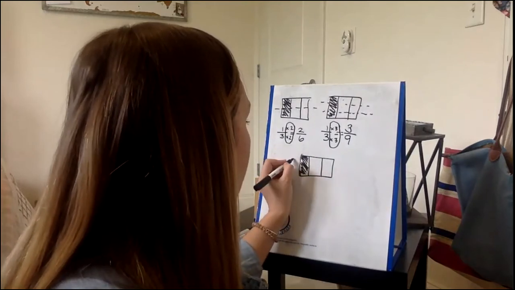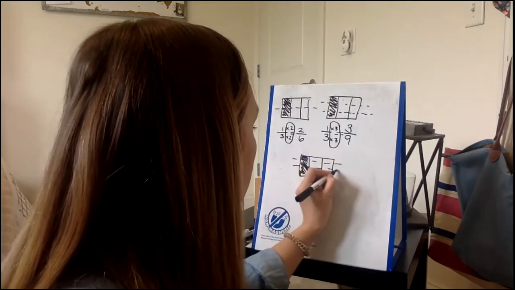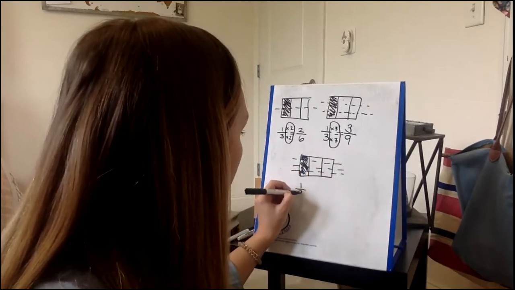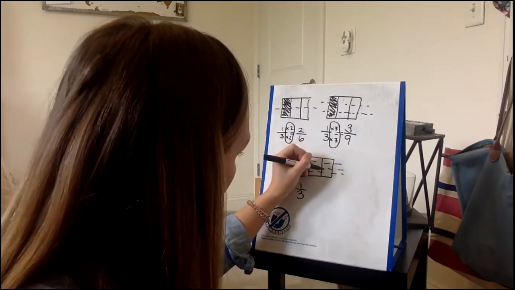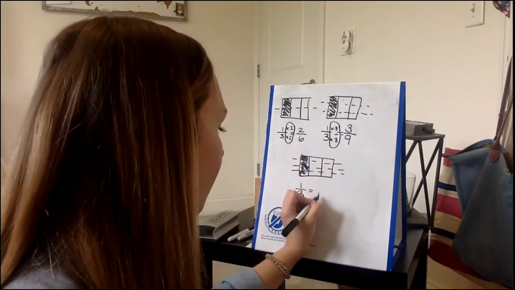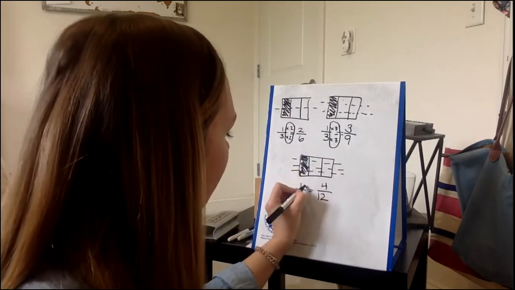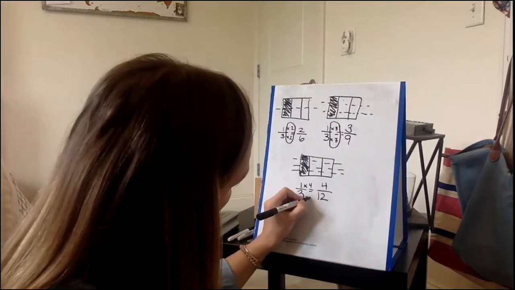So instead of 2 lines, this time I'm going to do 3 lines. 1 line, 2 lines, 3 lines. And I had 1/3 to start. Now I have 1, 2, 3, 4, 5, 6, 7, 8, 9, 10, 11, 12 pieces. And 4 of them are shaded. So I multiplied 1 times 4 to get 4. And I multiplied 3 times 4 to get 12.